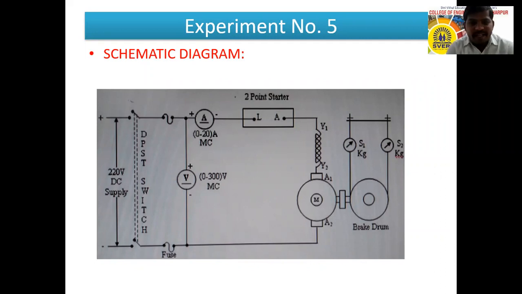Once power output can be calculated, the input power can be calculated by using the supply voltage V and the armature current, or line current, which is read by the ammeter. We are able to calculate the power input. Once P out and P in are calculated, we are able to calculate the efficiency.